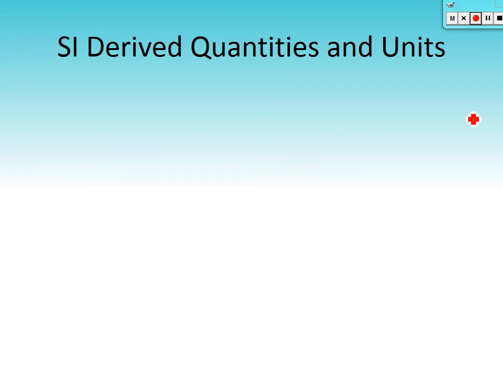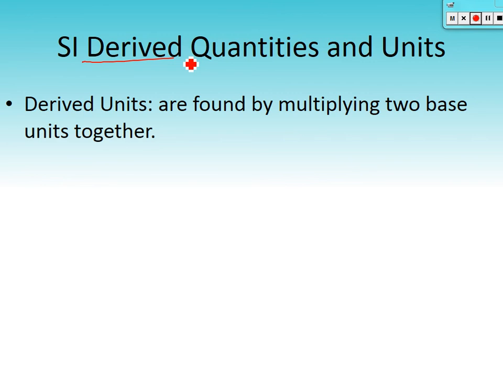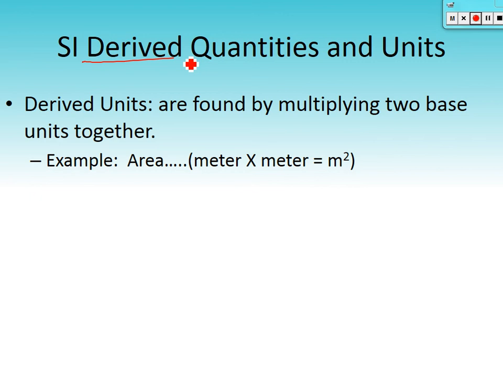Okay, there's also SI derived quantities. So this is derived quantities. A derived unit is found by multiplying 2 base units together, or dividing 2 base units. So example, if we were asked to find the area of a room, we would take its length times its width. Well, when you take a meter and times it by a meter, you get meter squared, and that's a derived unit because you multiplied two base units together.